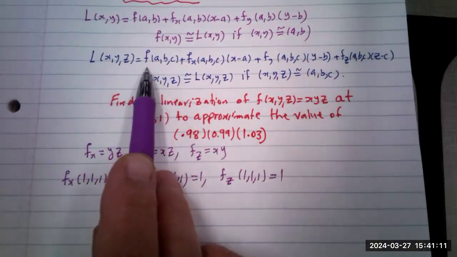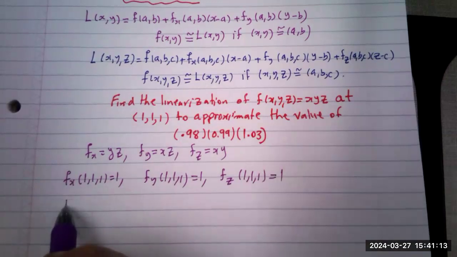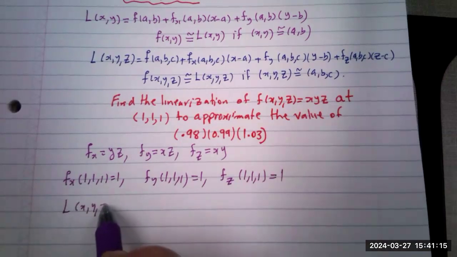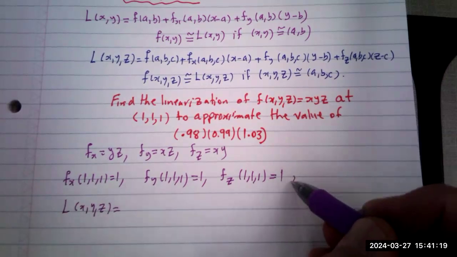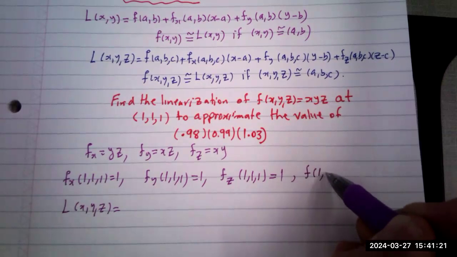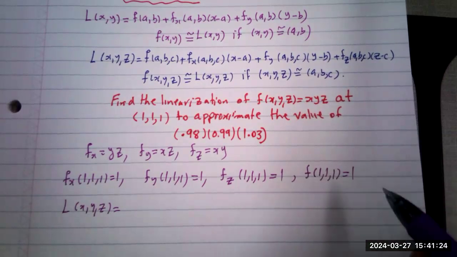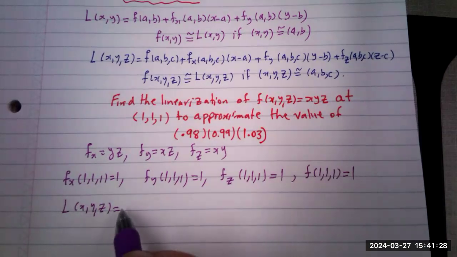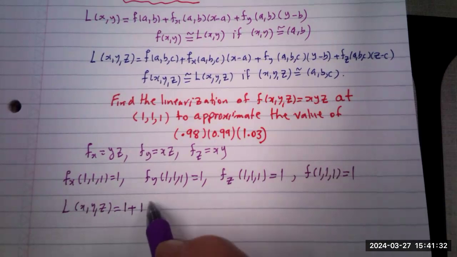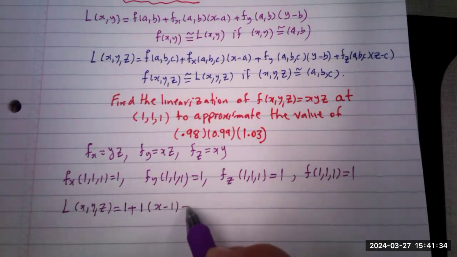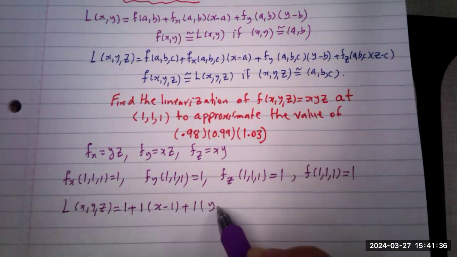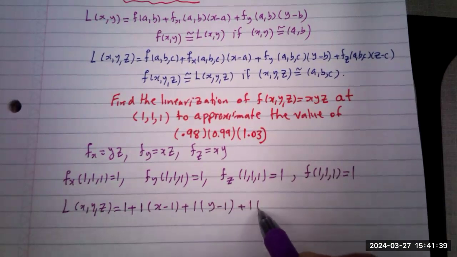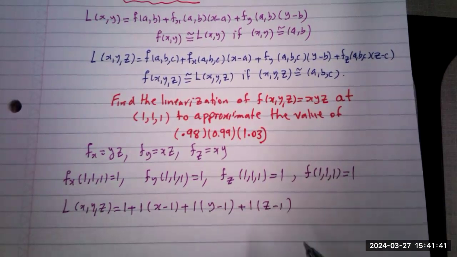Okay, this is the formula. So the linearization L of x, y, z is going to be f of 1, 1, 1, which is just 1, because you have 1, 1, 1. So you get 1 plus the partial with respect to x, which is 1, times x minus 1, plus 1 times y minus 1, plus 1 times z minus 1. That's it.